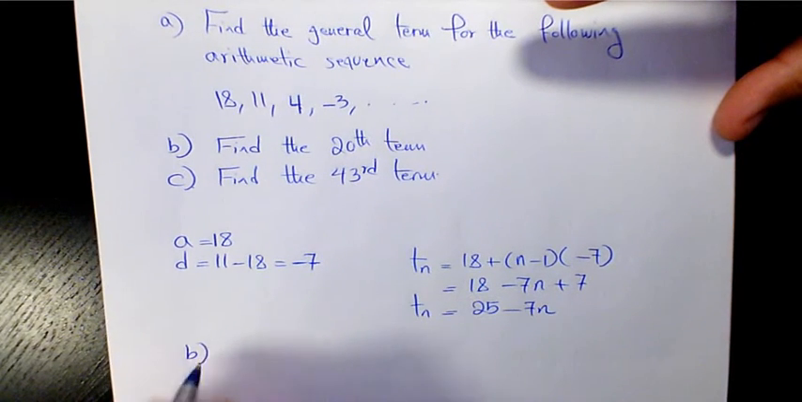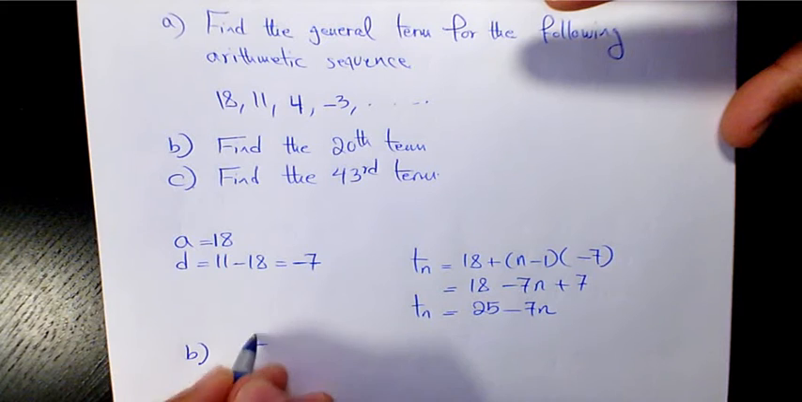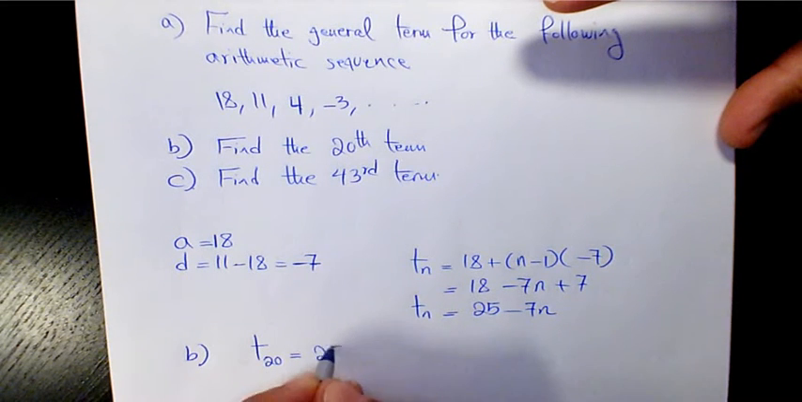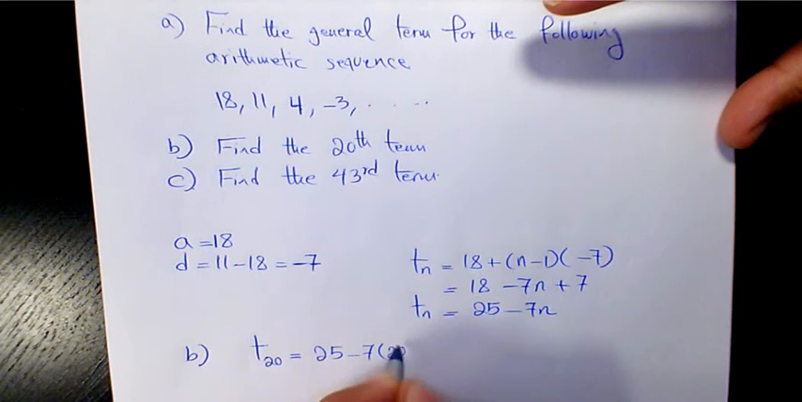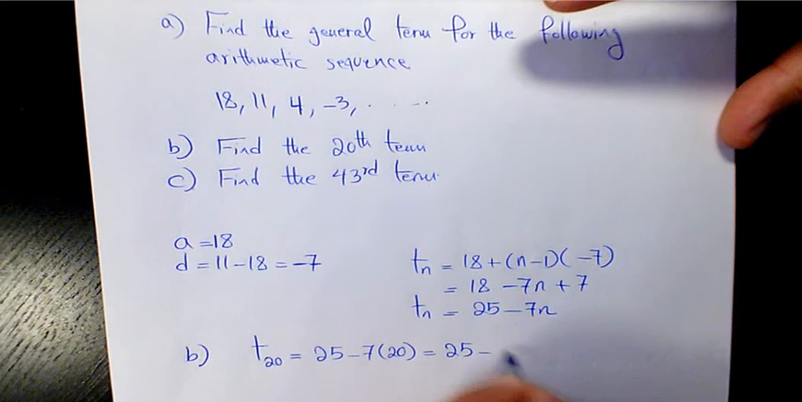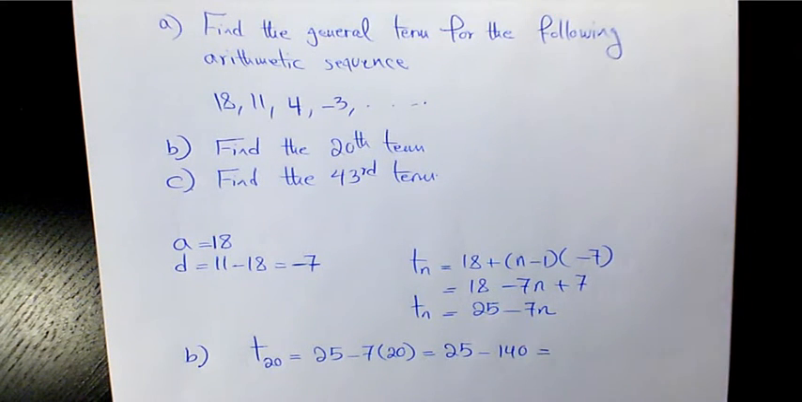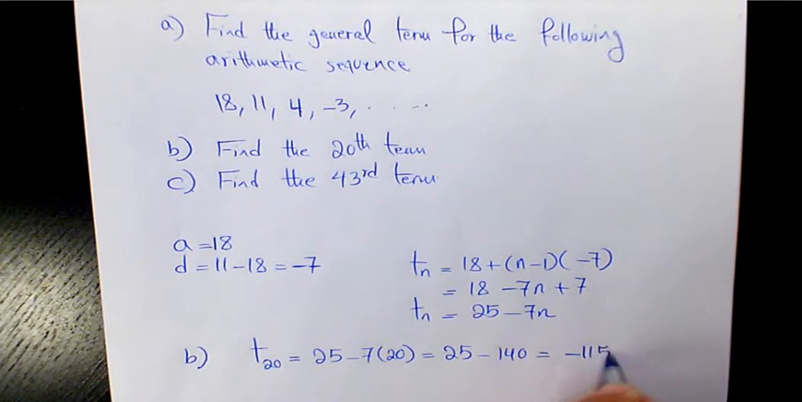So part B, find the 20th term. So T20 equals 25 minus 7 times 20. That's going to be 25 minus 140. So I need to use my calculator. Actually, I don't need it. So negative 115 is going to be the answer.